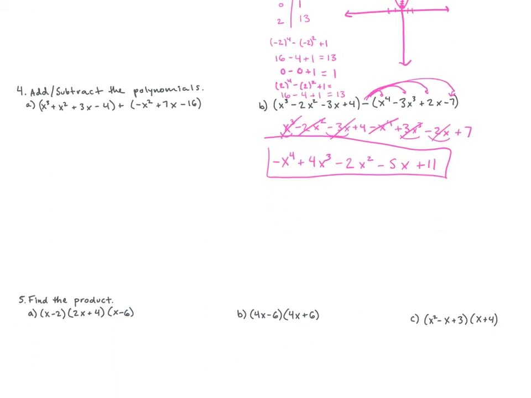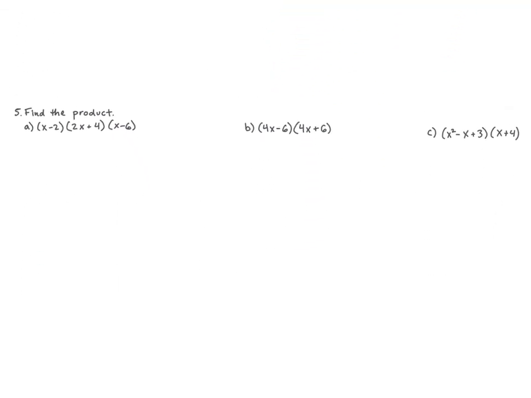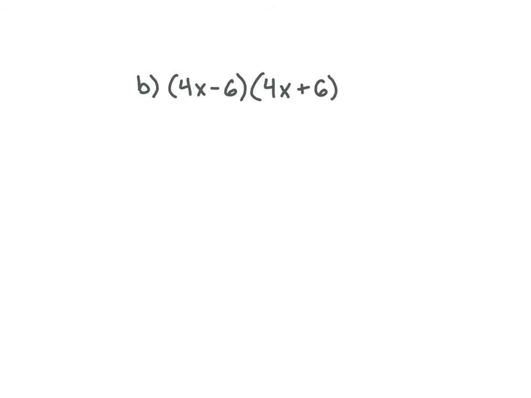All right, let's move on to 5. Multiplying. So we did A on Friday, so let's look at B. Here we see that these are conjugates of each other. We see the same thing, but the only thing that's different is the sign in the middle, so we know we can just square the first one and square the second.